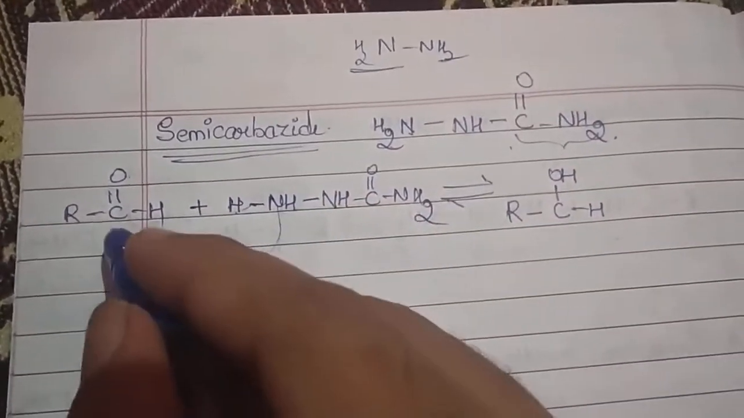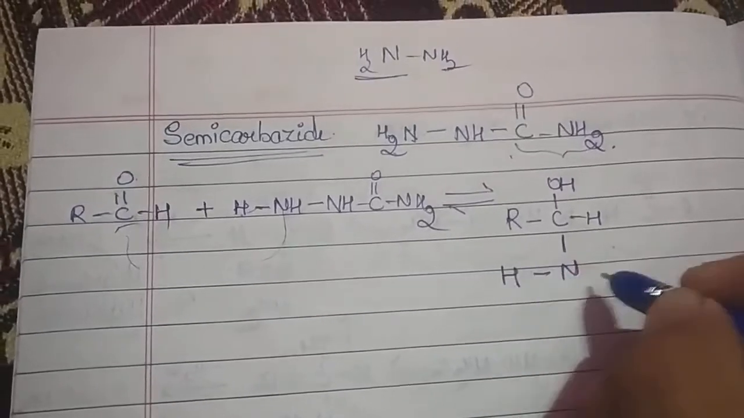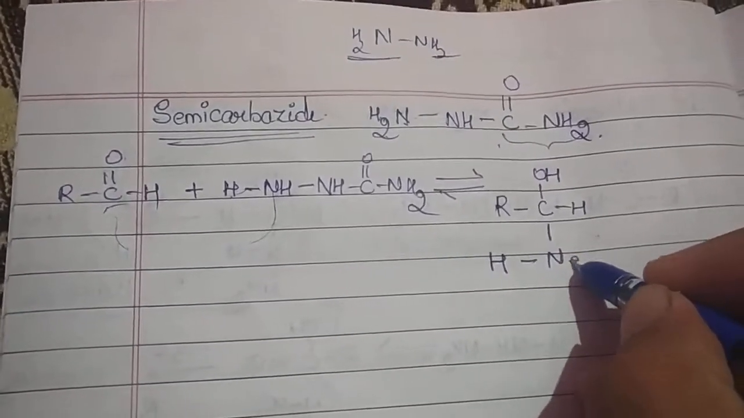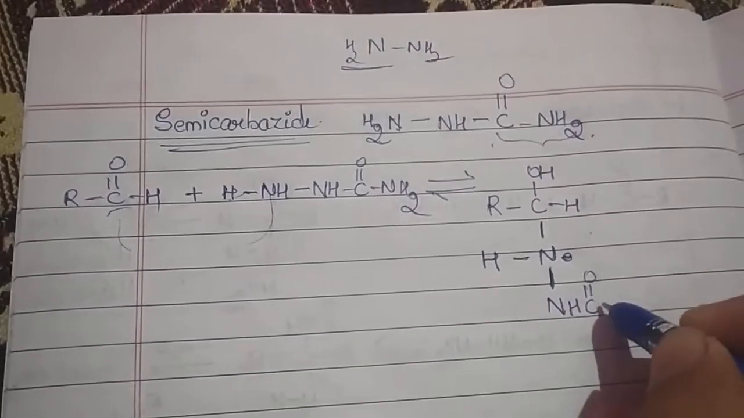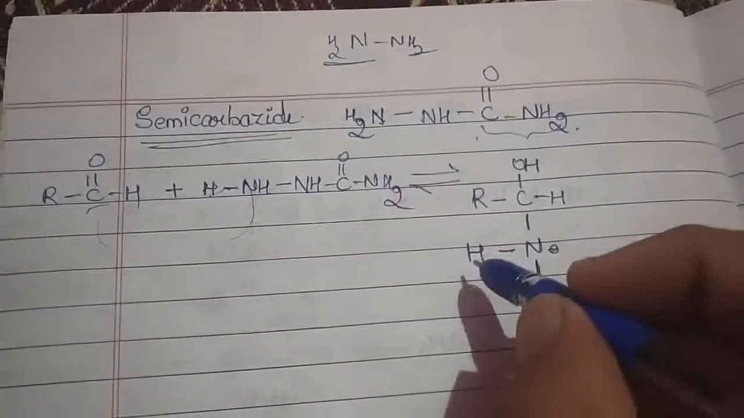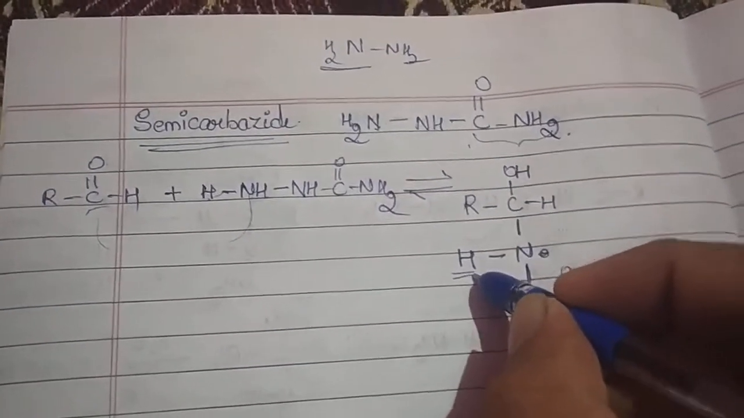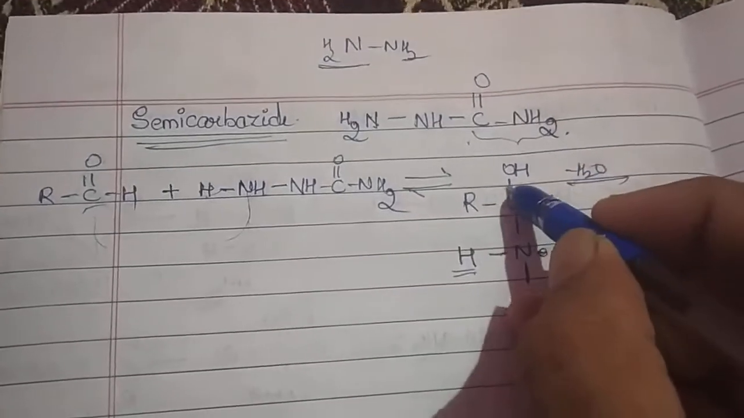Now this nitrogen is going to attack. So the first part will be the same, NH. You write it in this way itself. Then the remaining part you write intact, that is NH C double bond O NH2. It will be easy because only this hydrogen is going out. So now when it is undergoing dehydration, that is minus water.